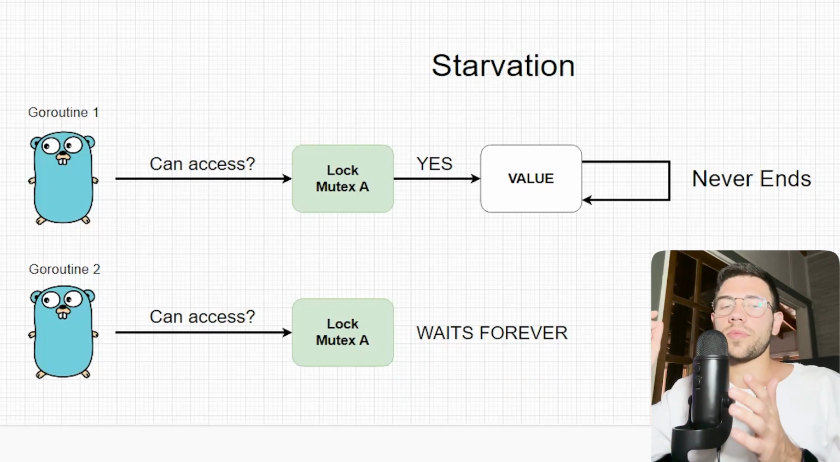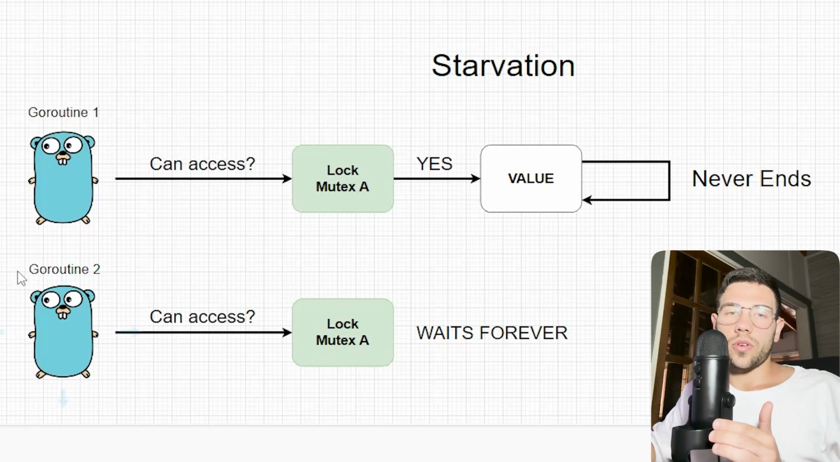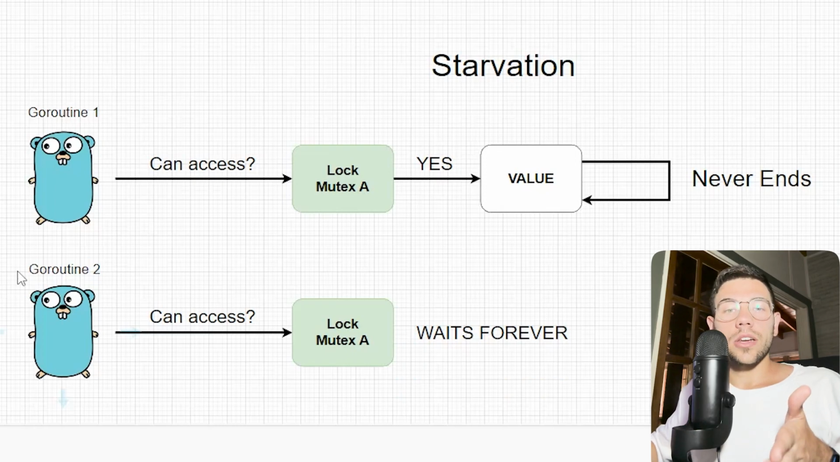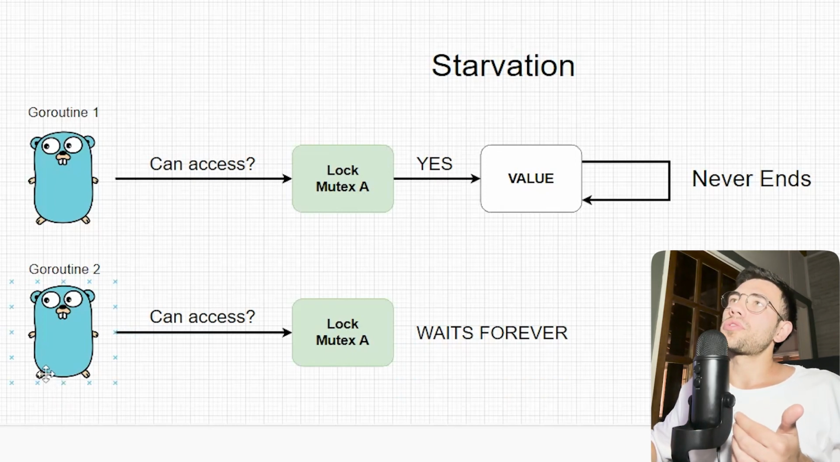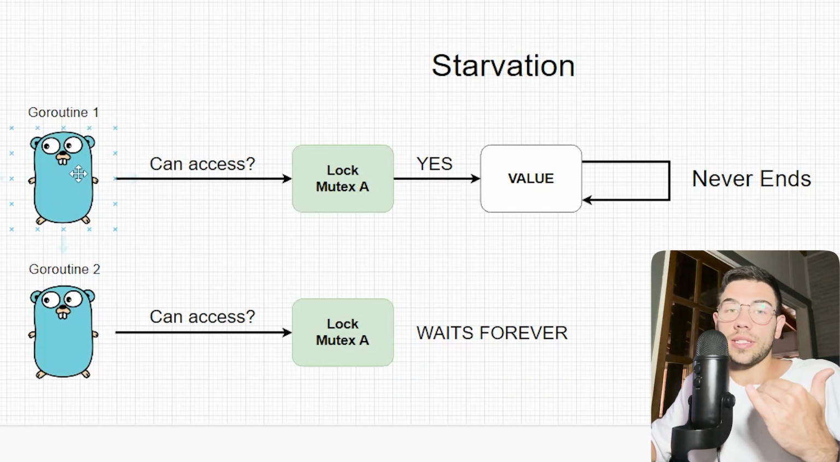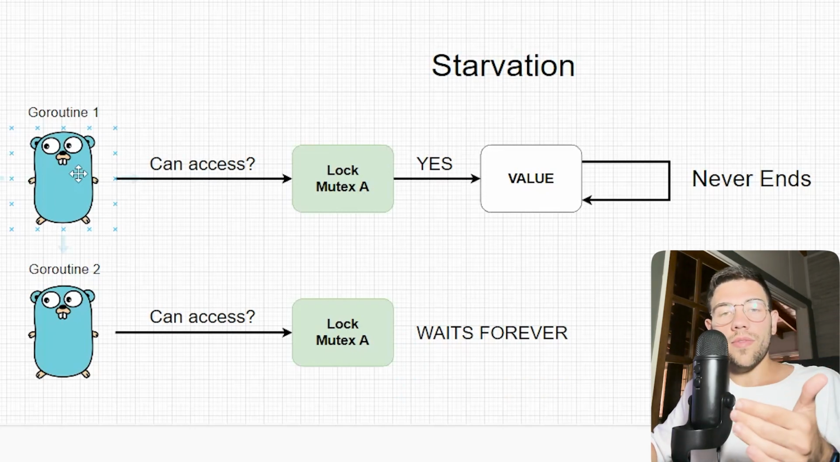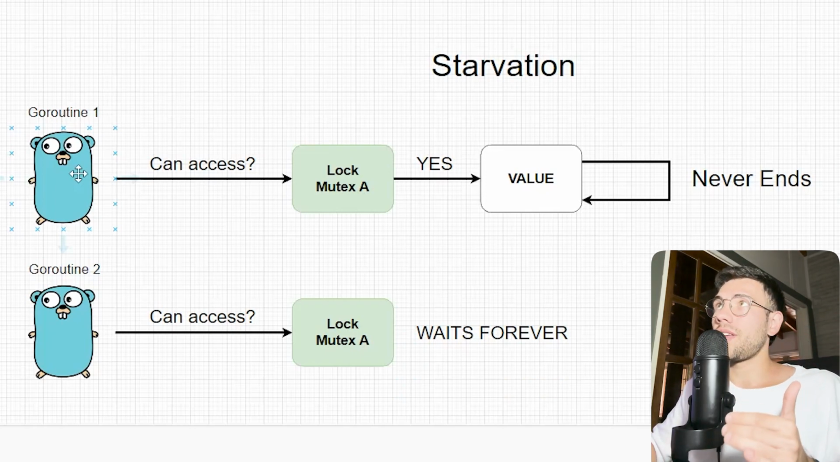But how does starvation occur? It occurs when a routine or a concurrent process can never access that particular resource, when a routine, a concurrent process, gets blocked forever in the mutex. And that's when it happens: when a routine gets access to that particular resource, but never unlocks the mutex of that particular resource.